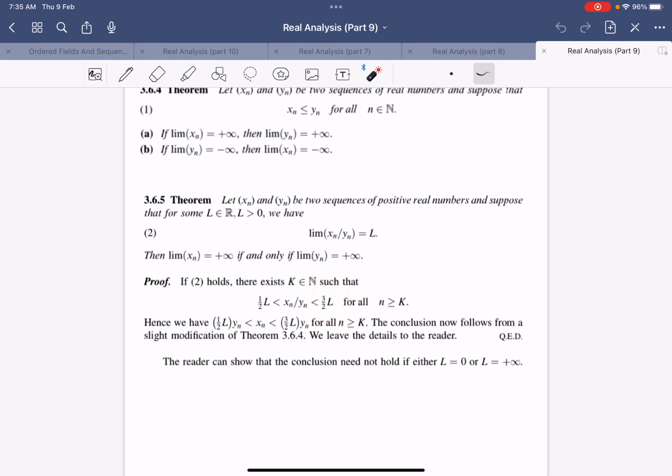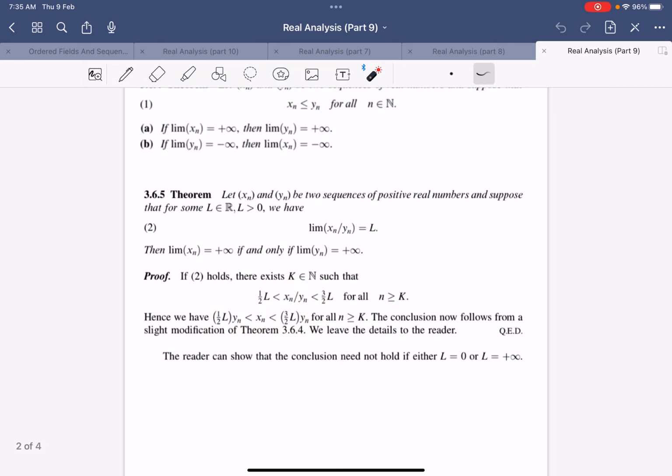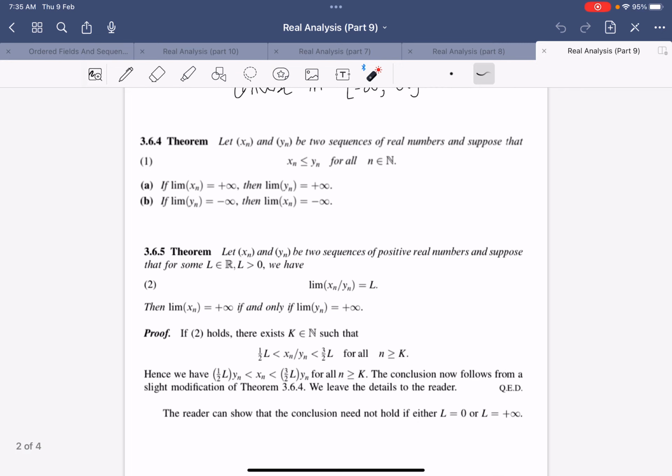And so this means that xn is bounded between half L times yn and 3 over 2L times yn for all n larger than k. And so we just need to modify what we have said in here, because now if xn goes to infinity, then yn goes to infinity. And if yn goes to infinity, then this part is infinity, and so xn goes to infinity. And so you can just play around with this theorem, and then you have actually proven the result.